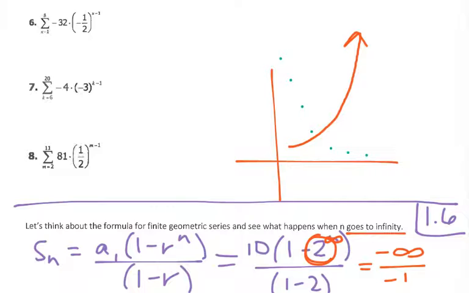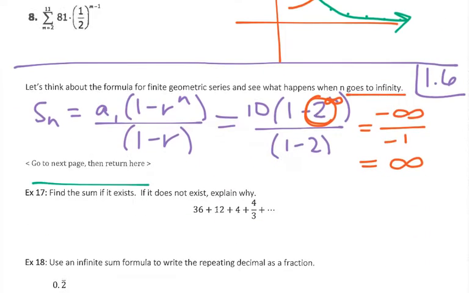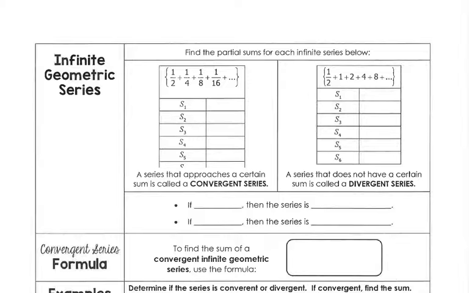The case might be different if our series looks like this. If it's getting smaller and smaller and smaller, well, the sum might not go to infinity anymore. It might actually go to a specific number. So we're going to take a little bit of a closer look at that. We're going to go to the next page, and then we'll come back to these examples.